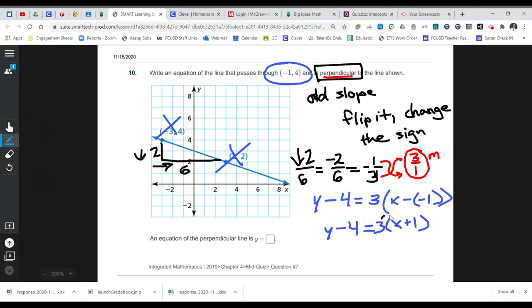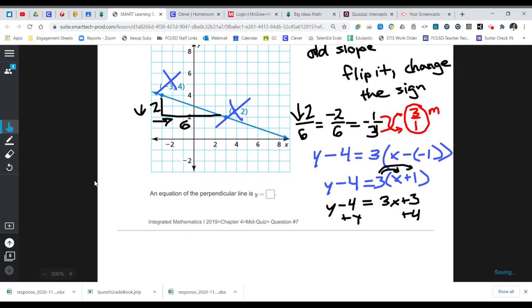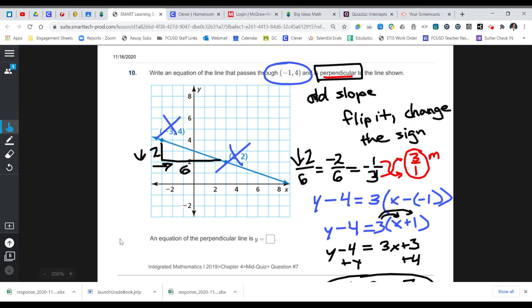Next step, distribute, just like the problems before. 3x plus 3 goes here, equals, y minus 4 is still here. And finally, isolate y by adding 4. I want to move that 4 to the other side. Well, that does it. When I simplify that, I get my answer. Y equals mx plus b, 3x, in this case it's plus 7, and that's the equation of the line perpendicular to the original line. It's perpendicular and it goes through a specific point.